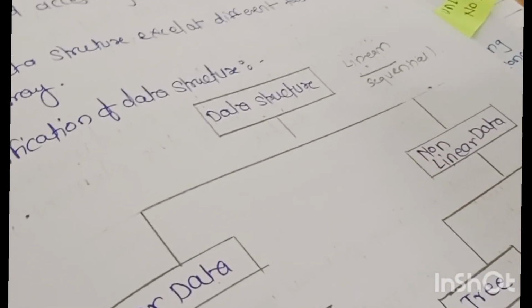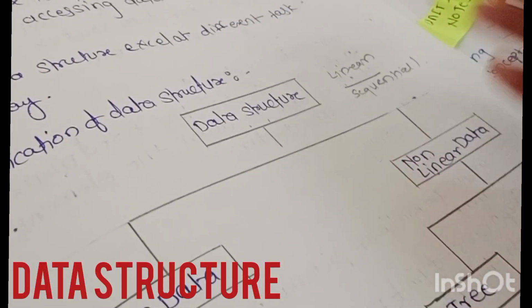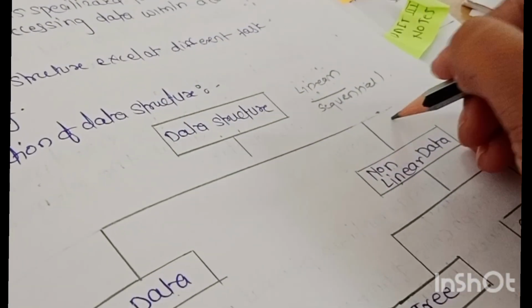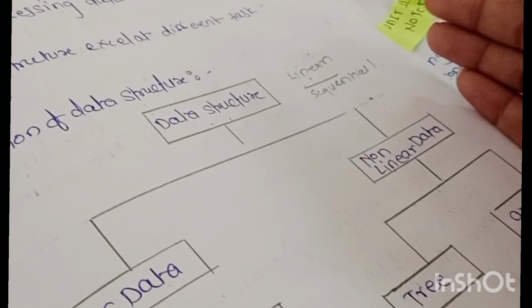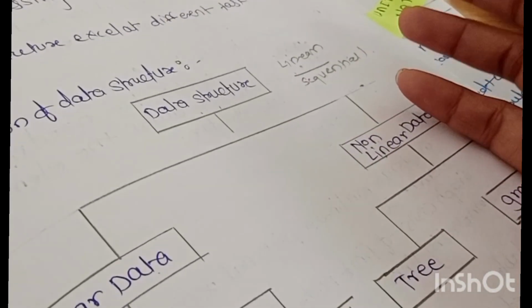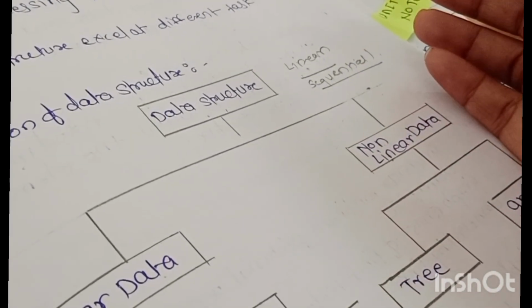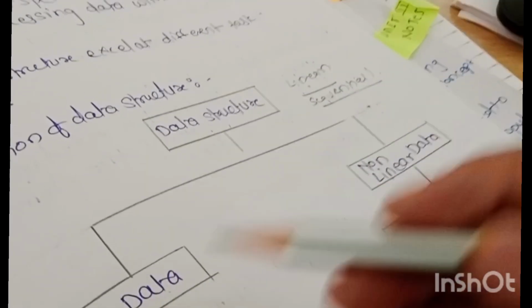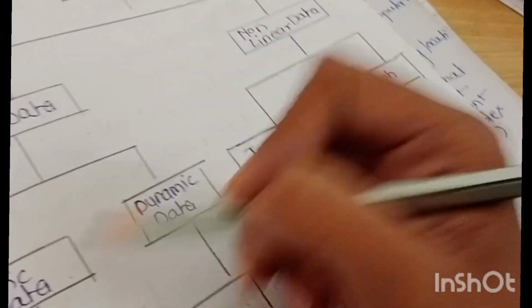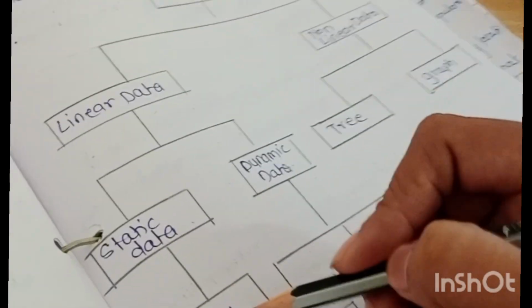And what is non-linear data? Non-linear data is combined, or we store it in a different way, not in sequential order. It is in a different type, like a tree or graph. In linear data, we have static data or dynamic data. In static data, we have to arrange.